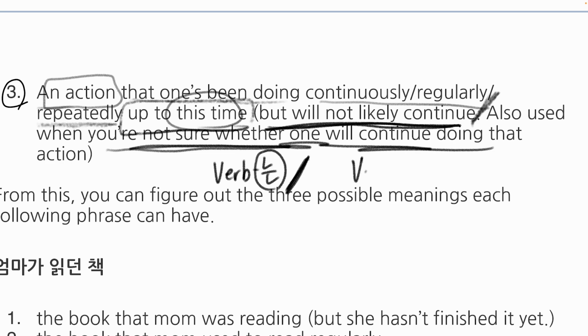However, you can use 던 if that action has been happening on a regular basis up to this time or up to the last time you remember, but it's likely not going to continue, or you're not sure. You're simply not sure whether something is still happening or something will continue to happen.